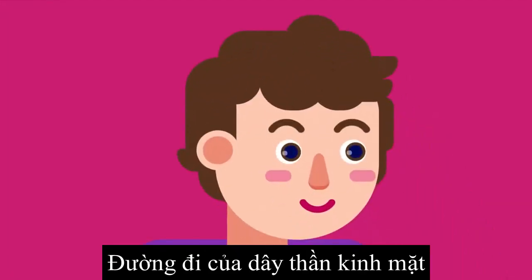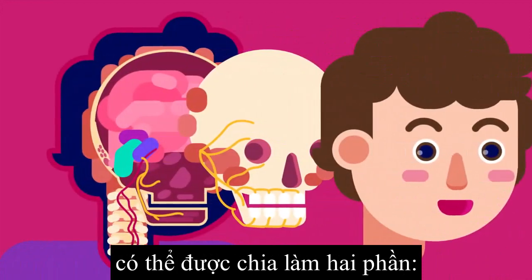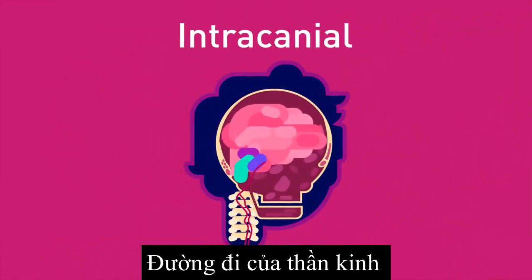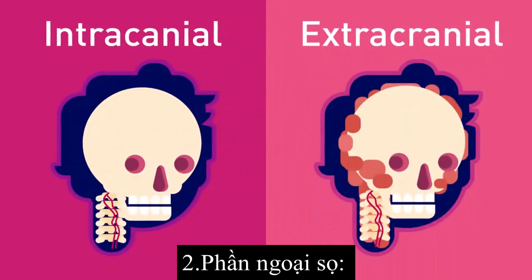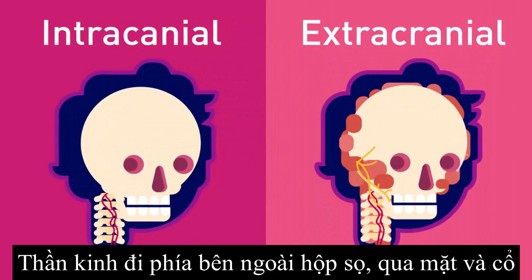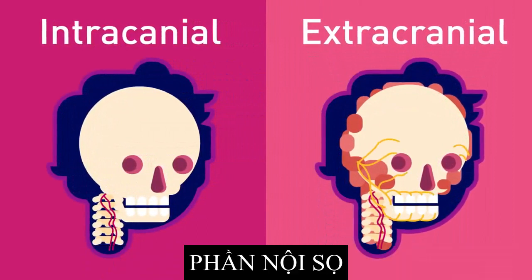The course of the facial nerve can be divided into two parts. Intracranial, the course of the nerve through the cranial cavity, and the cranium itself. Extracranial, the course of the nerve outside the cranium through the face and neck.